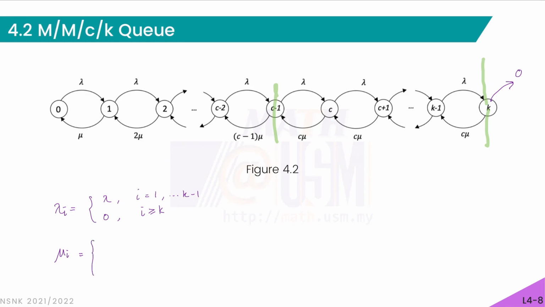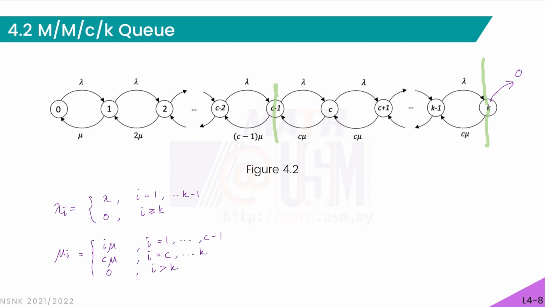So for your service rate mu_i, you will have i mu when i is equal to 1 up until C minus 1. And then it will become C mu when your state is equal to C up until K. And it will be 0 when i is greater than K.